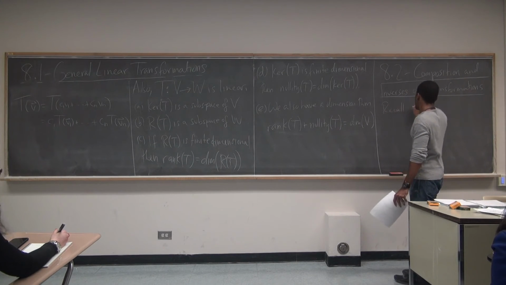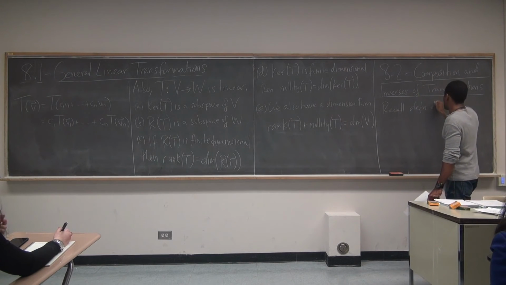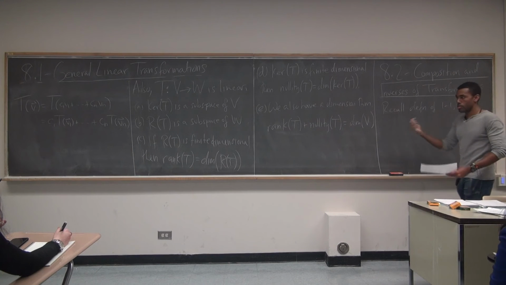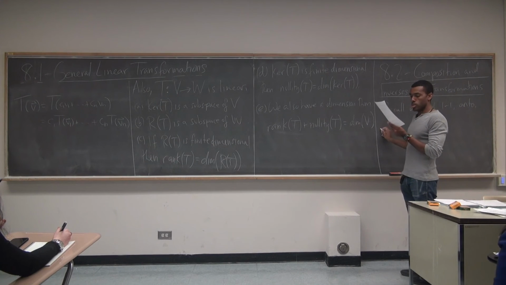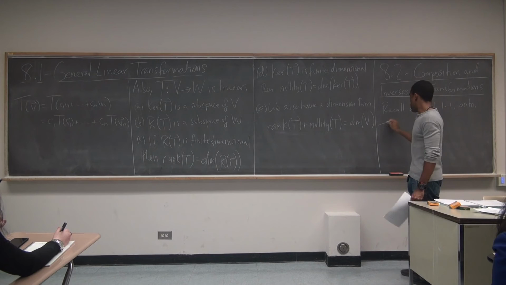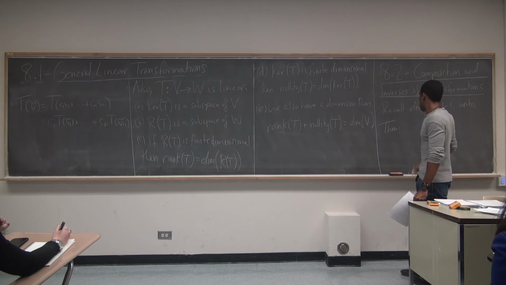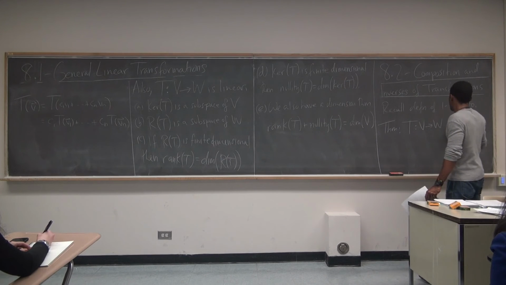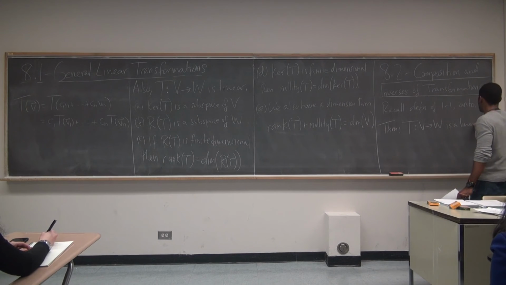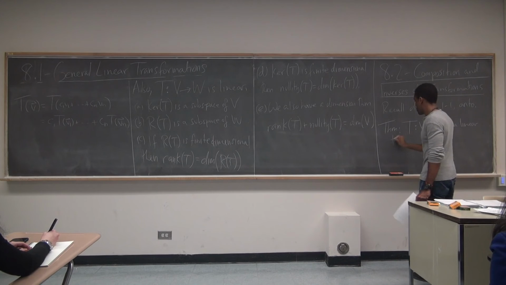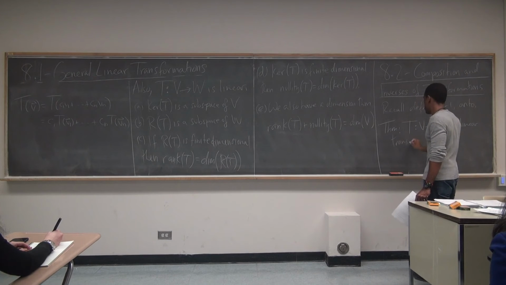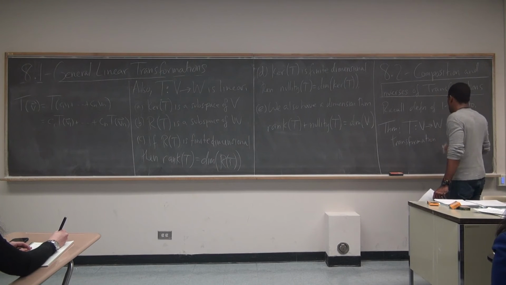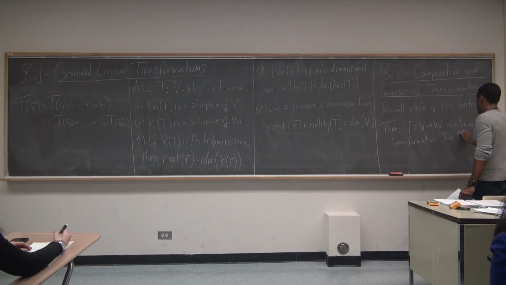Here, recall the definition of one-to-one and onto. I'm not going to write it down again, just make sure you remember that. Moving on, here's a theorem that works in general. So T from V to W is a linear transformation. Then the following are equivalent.